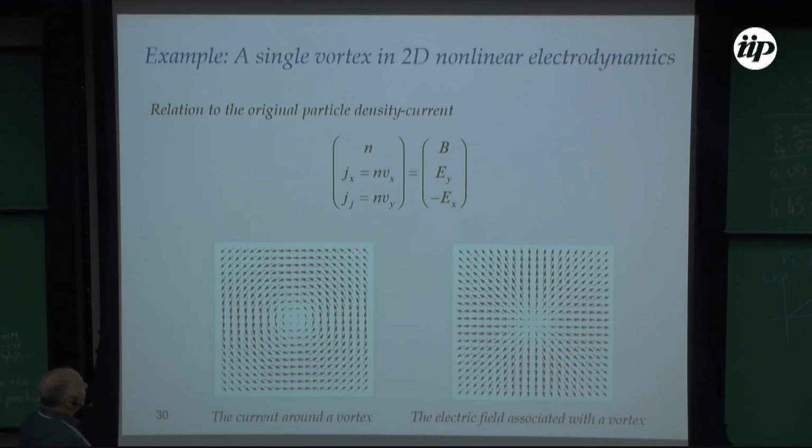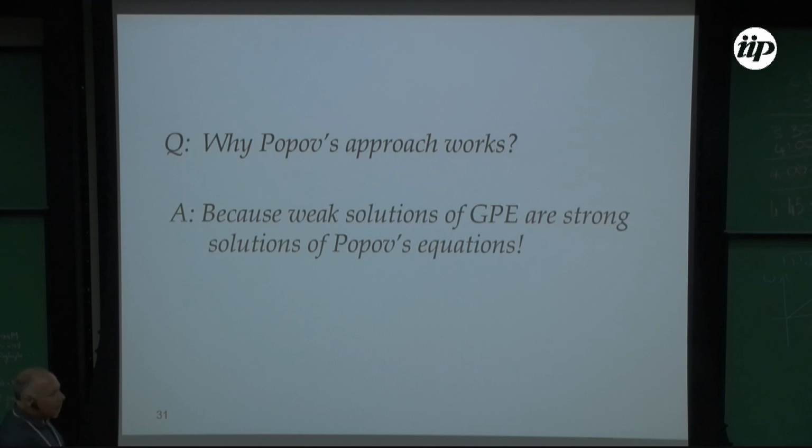As an example, for the usual vortex, we know that the superfluid rotates around this vortex in this form, but the relation is that n is like B, as I said, jx is like Ey because it is rotated. The electric field is rotated by 90 degrees with respect to j, and j, I mean, it should be jy, is minus Ex. So in this picture, this vortex, which is a charged particle, is just generating the usual radial electric field which we expect. Okay? So why does this approach work?